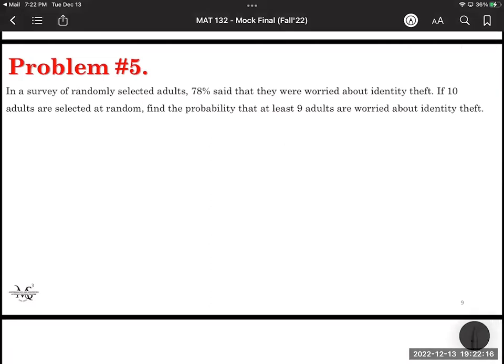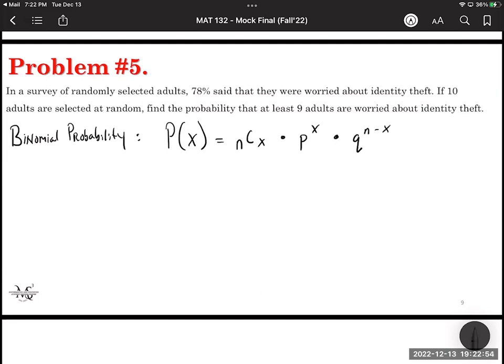So problem 5 is what type of example? What type of probability formula am I going to use? What's the name of it? Binomial. It's a binomial probability. That's right. And the formula for binomial probability is as follows. The probability of x equals n choose x times p to the x power times q to the n minus x.